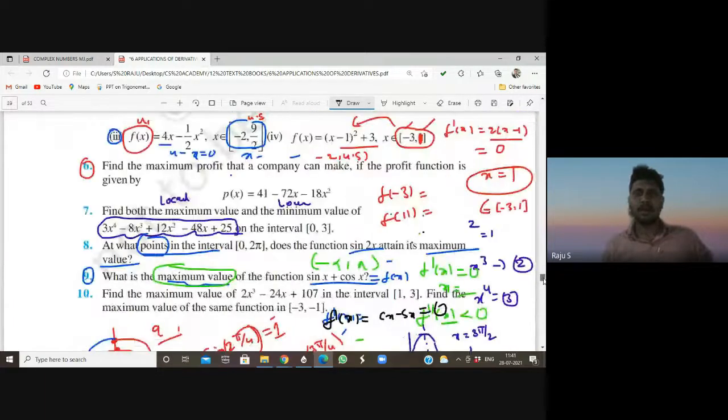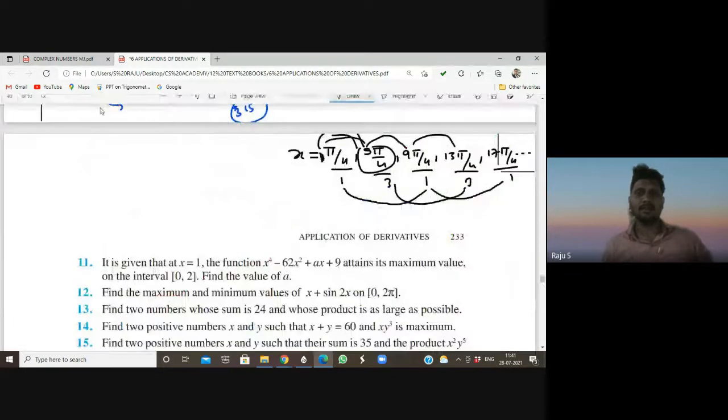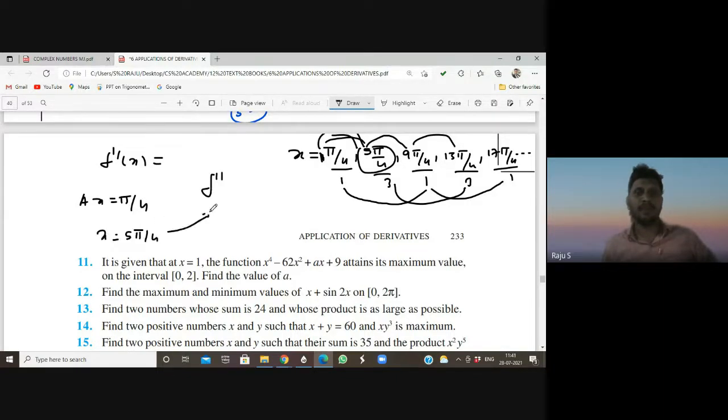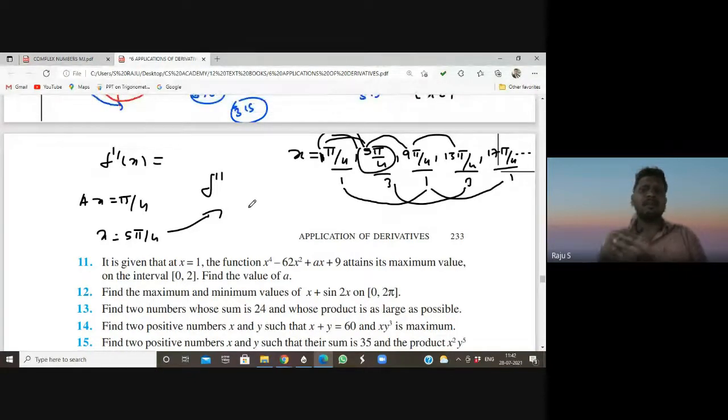So after finding the critical points, you have to write: therefore x is equal to pi by 4, 5 pi by 4, 9 pi by 4 are the critical points. So you have to find f double dash of x at x is equal to pi by 4, and at x is equal to 5 into pi by 4. Two values are enough, because 9 pi by 4, 13 pi by 4 are not required, as the values will repeat again.